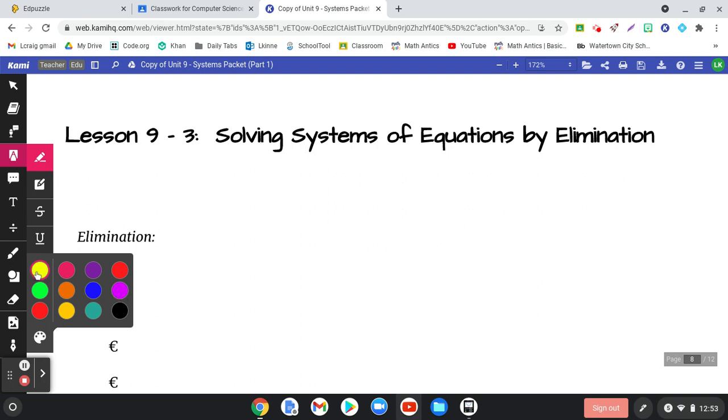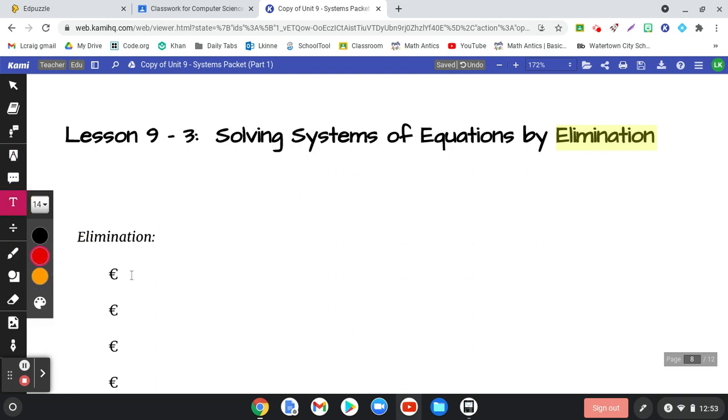So the first thing I want to talk to you about is the fact that you can find the solution to these systems in three different ways. You can graph them and find the point where they cross. You can use substitution, which we talked about before, or you can use elimination. And elimination is used most of the time, especially with word problems.